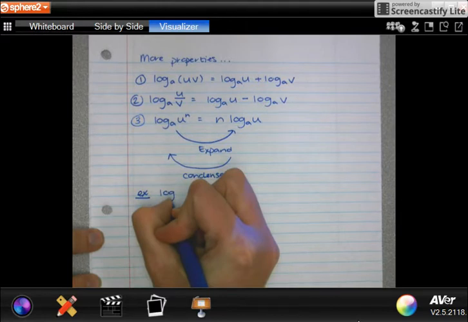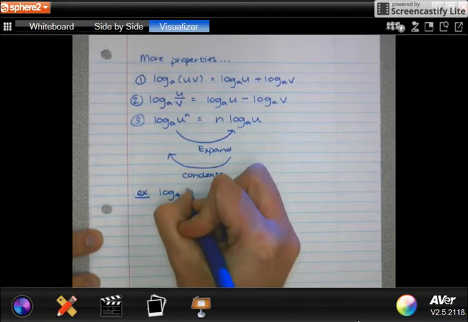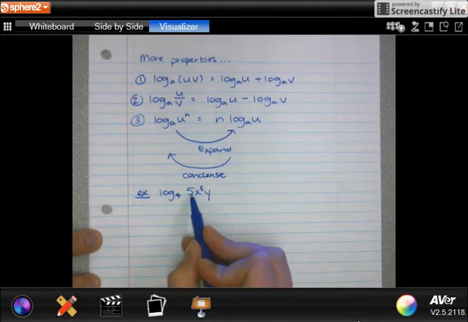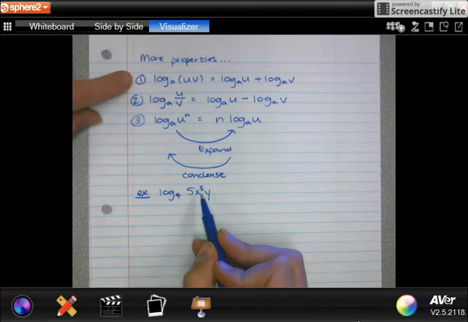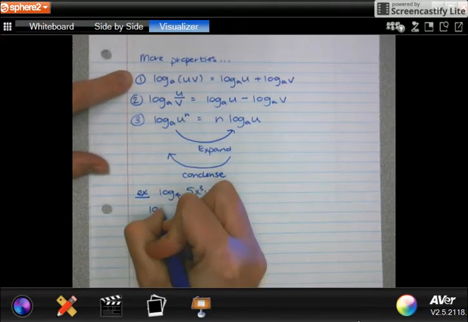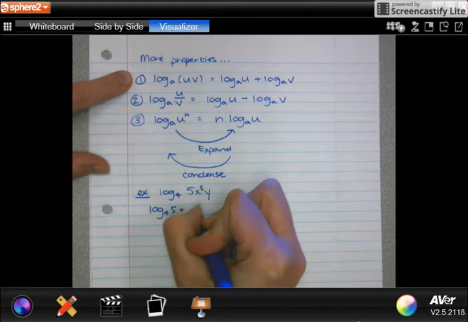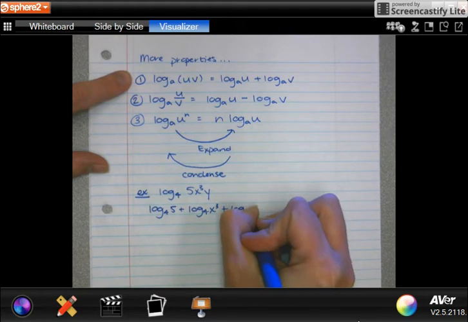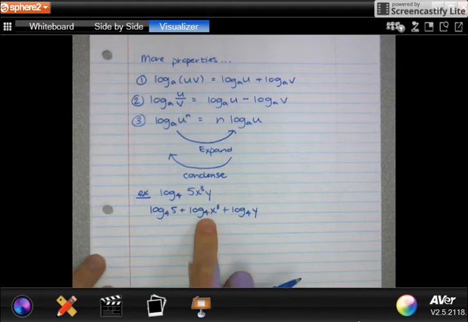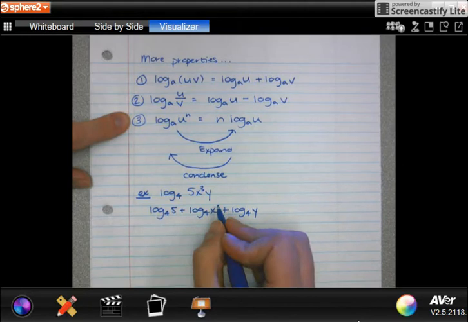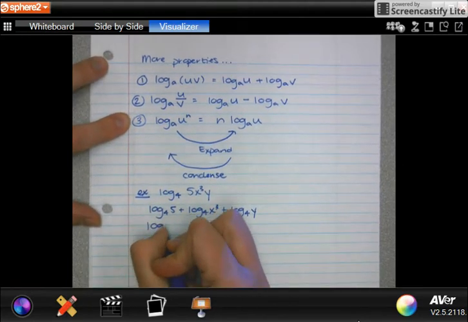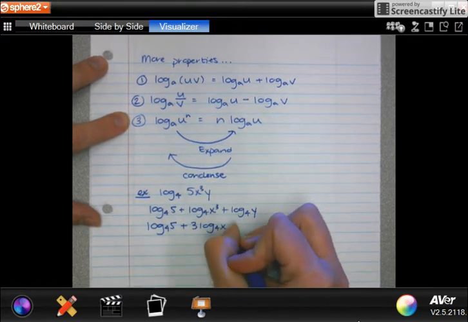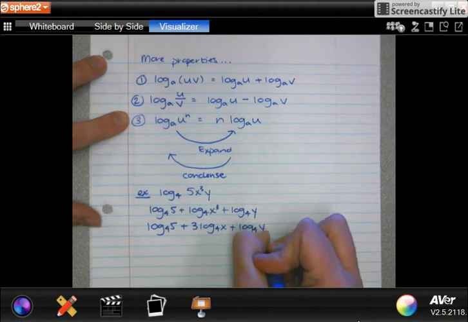If we have log base 4 of 5x to the third y, I'm noticing that these things here are all being multiplied. So I'm going to use that first property and I'm going to write it as log base 4 of 5 plus log base 4 of x to the third plus log base 4 of y. And then this one right here, we can use property number 3 to bring that exponent down in front. So the final answer is log base 4 of 5 plus 3 times log base 4 of x plus log base 4 of y.